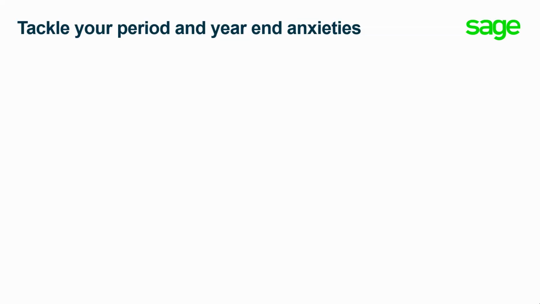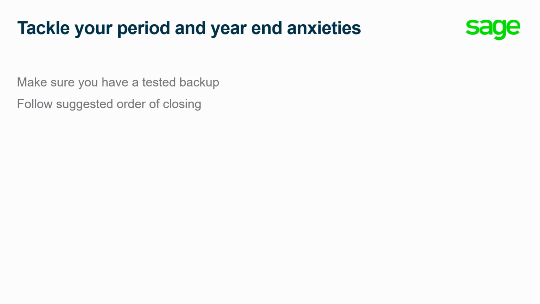There's a lot to be aware of when you close your period or year, and you want to proceed in a very methodical approach. You want to make sure you have a tested backup, and it's recommended that you do a backup each period and as well at the end of the year. There are a number of ways that you can do backups. You'll want to follow the suggested order of closing.